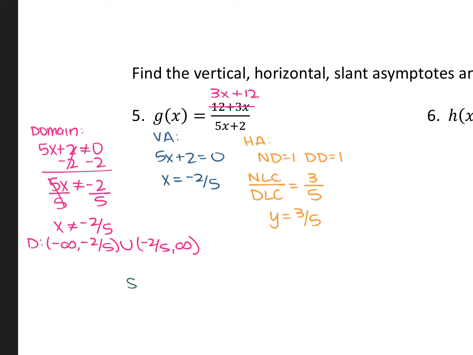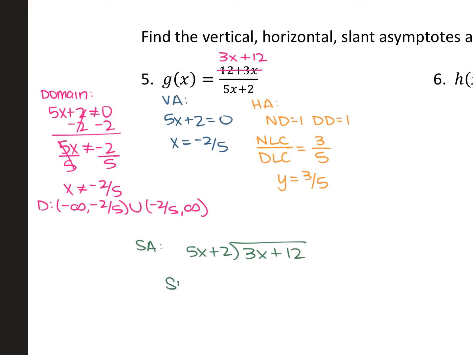For your slant asymptote, you would take the denominator, put it on the outside. That would be 5x plus 2. On the inside, you'd put the numerator. That's the 3x plus 12. The only thing that you would be able to do here is multiply that 5 by 3/5 in order to make it a 3x. So that would be giving you your horizontal asymptote. So automatically your slant asymptote is none.